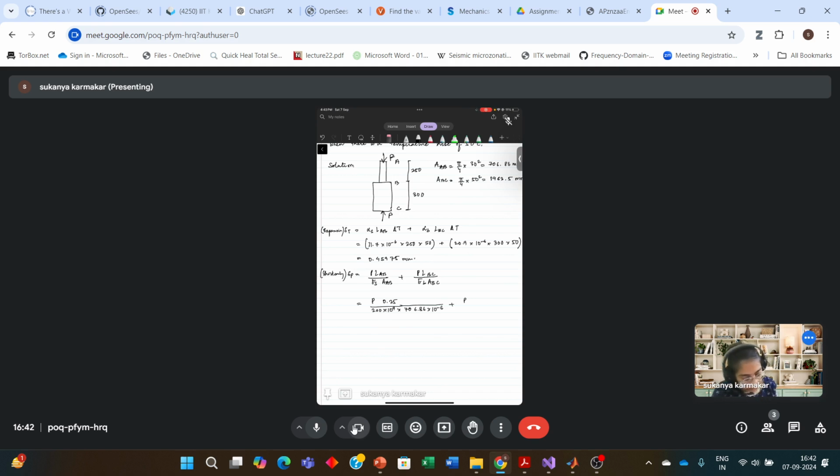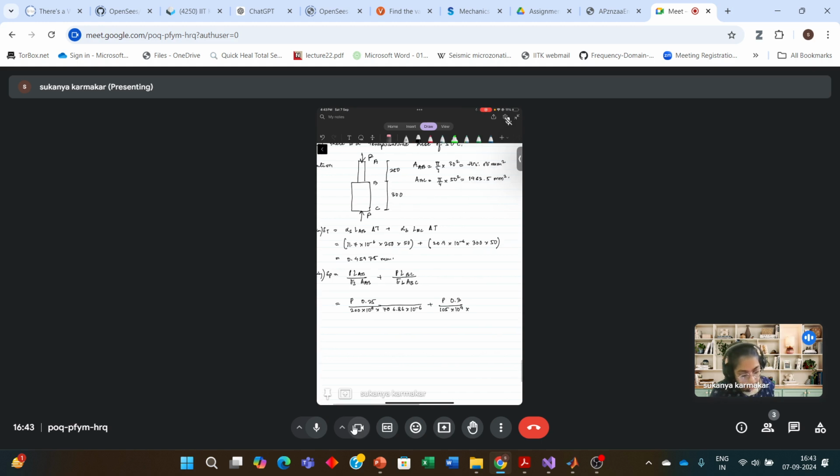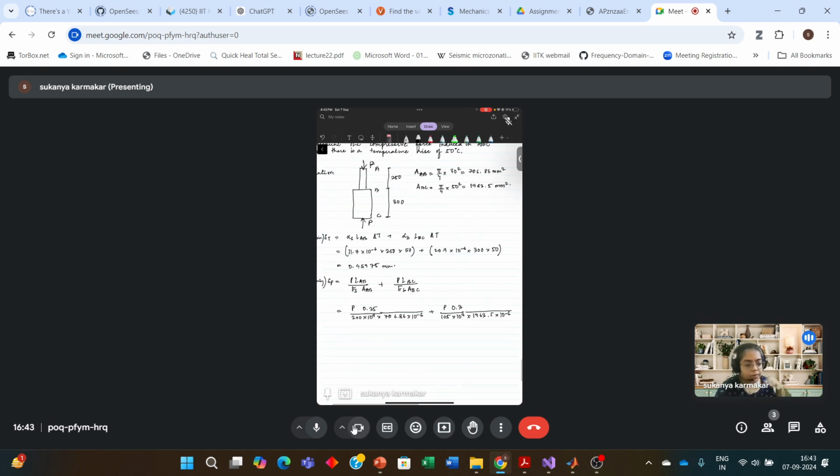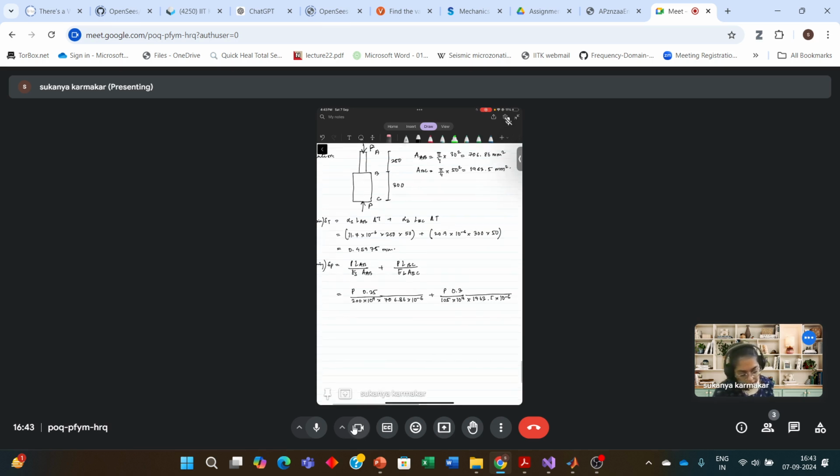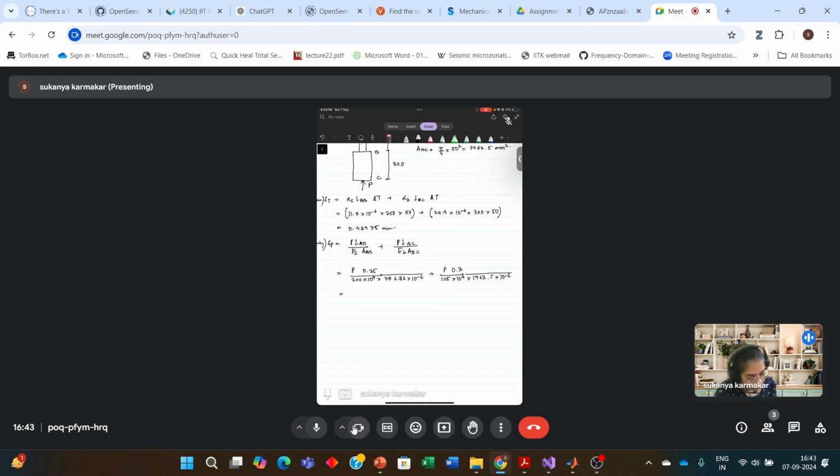P into length of BC is 300 mm, so 0.3 meter. Young's modulus of bronze is 105 into 10 to the power 9, into area of BC is 1963.5 into 10 to the power minus 6. Basically it is conversion from mm square into meter square, that is why. So if you solve this, you will get 3.22 into 10 to the power minus 9 P.